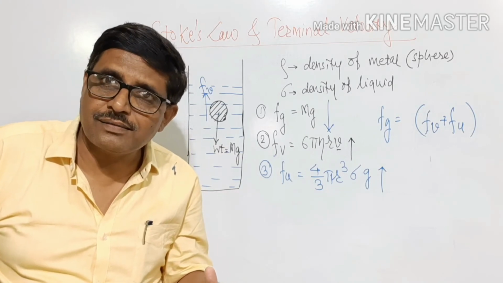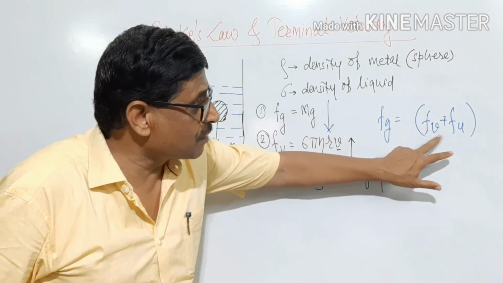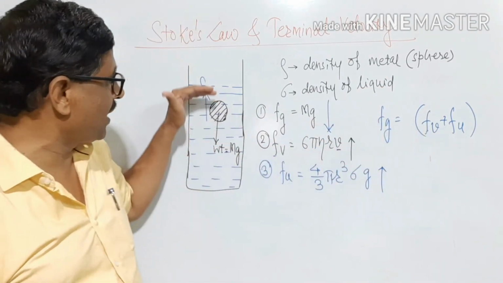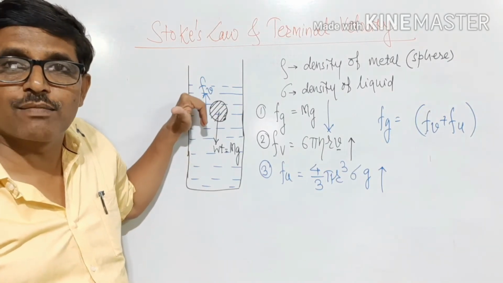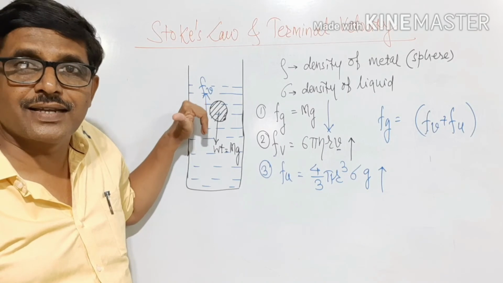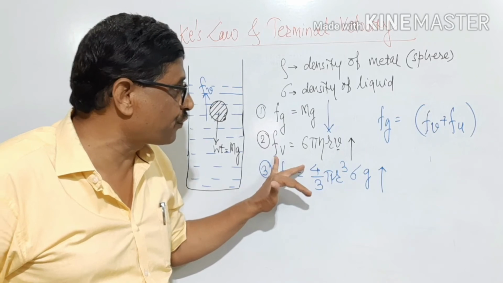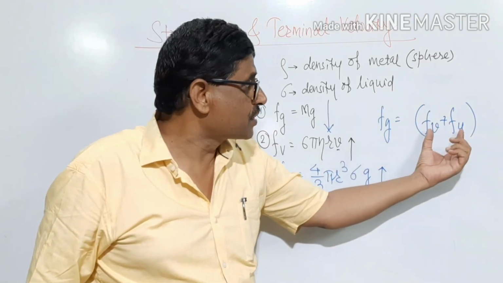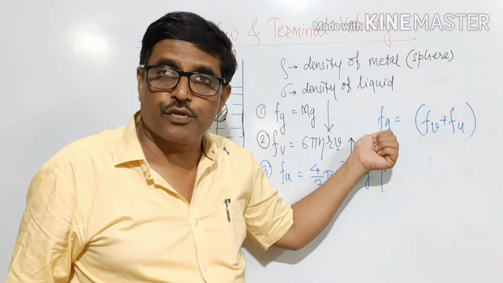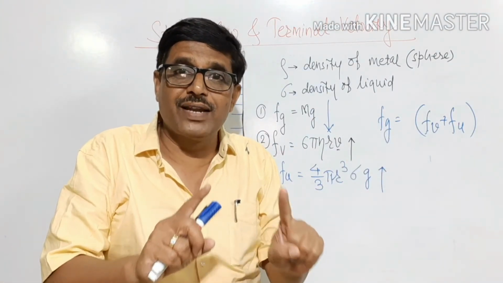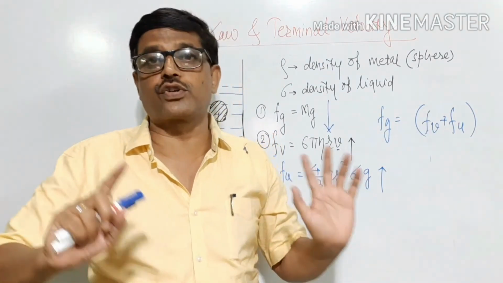Initially, what will happen? The gravitational force is more than the sum of these two forces, and because of that the net force is acting downward, and hence the spherical body is accelerated. There is increase in velocity. With increase in velocity, there is increase in viscous force. With increase in viscous force, when the sum of these two forces becomes equal to the gravitational force, thereafter an equilibrium is reached. There will not be a net downward force acting on the bob.